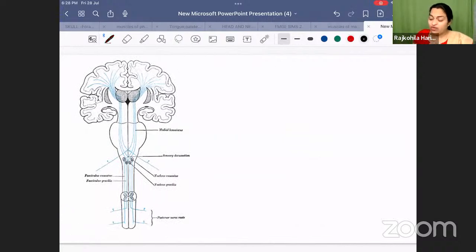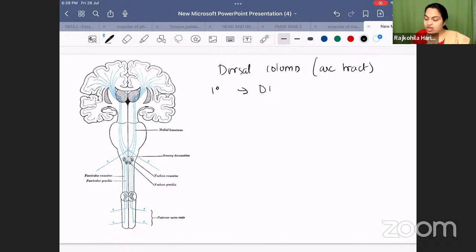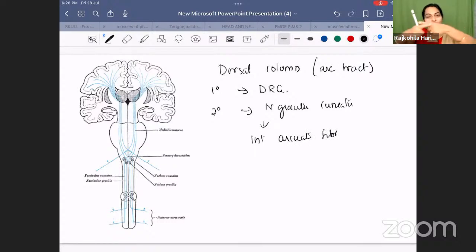What are the other features of the dorsal column pathway? It is an ascending tract, and we just now saw the functions of the dorsal column. The other high yield points: the first order neurons are situated in the dorsal root ganglia. Where are the second order neurons? In the nucleus gracilis and cuneatus in the medulla, isn't it? The axons coming from these nuclei form the internal arcuate fibers. The fibers of both sides decussate, right? Sensory decussation. And they ascend as the medial lemniscus.